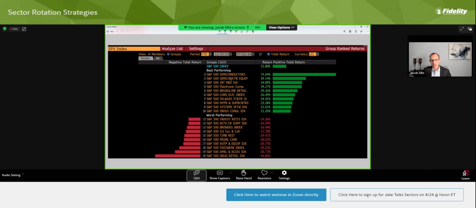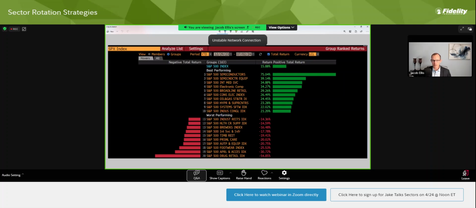And we find that semiconductors, as well as semiconductor equipment, have been the top performing year to date. So from the start of this year till present, we're seeing that though the S&P 500 is near all-time highs, almost 16% positive, 75% would have been your return if you were investing instead in semiconductors.